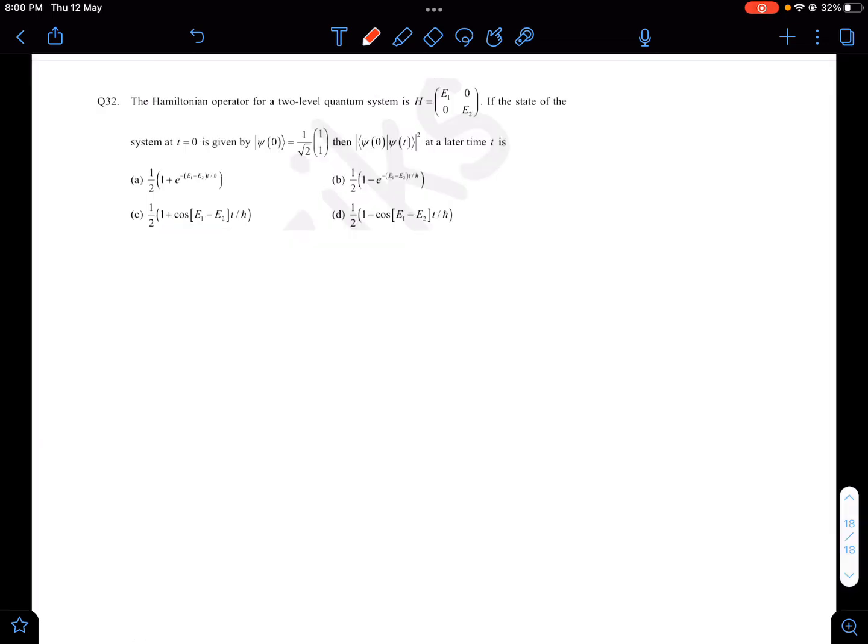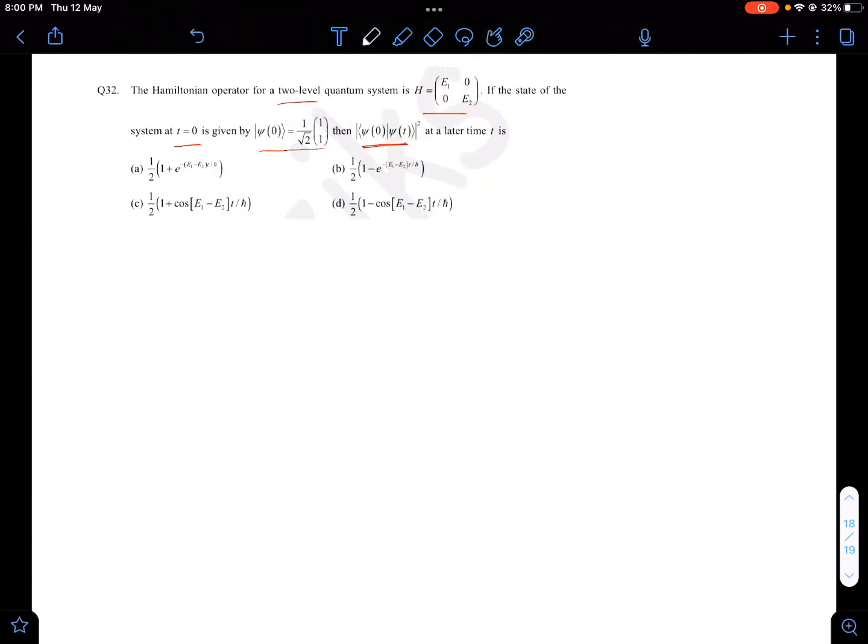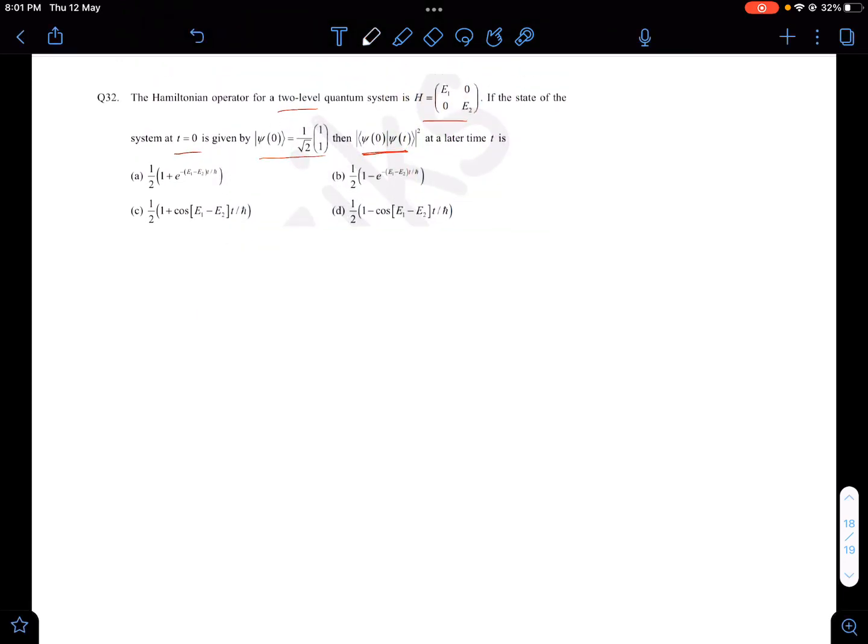Now let us move to the third problem. The problem states that we have a Hamiltonian for a two-level quantum system. This is the given Hamiltonian, and the state of the system at time 0 is given. We have to find the state at any time t. So let us proceed. First, let us look at the eigenvalues and eigenstates of this Hamiltonian. The eigenvalues are pretty straightforward, as this is already diagonalized.